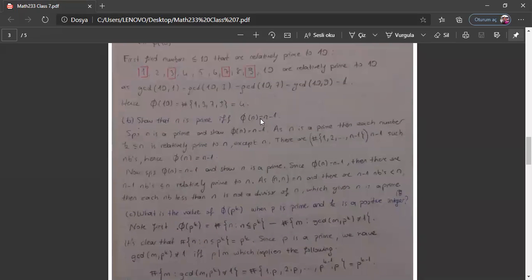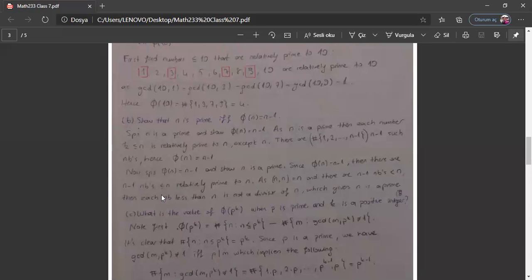Now suppose the opposite. Suppose phi of n equals n minus 1, and show n is a prime. We know phi of n equals n minus 1.